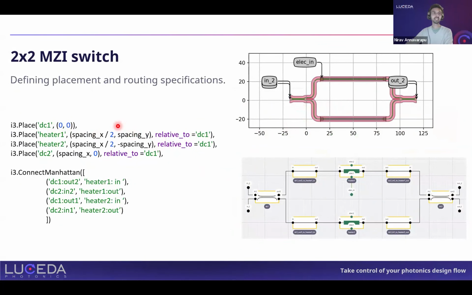So it's almost like writing English. You'd say place the first directional coupler at the origin, place a heater at a certain offset away from it, place the second directional coupler at a certain offset away from the first directional coupler, and connect these components using a Manhattan connection. So one of the outputs of the directional coupler is connected to a heater using a Manhattan route, which is basically routed at right angles.